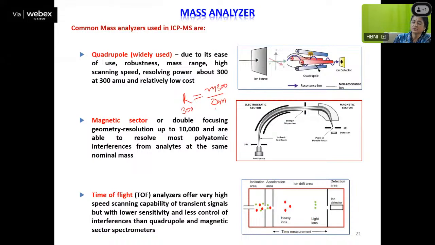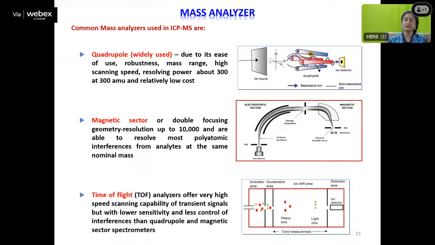So resolving power is 300 at 300 AMU, which means delta M is 1. So a quadrupole mass spectrometer can in general resolve a 1 AMU mass difference. Like you can see masses 210 and 211, but if there is a mass at 210.5, it cannot be resolved from 210. So this is a 1 AMU mass resolution.